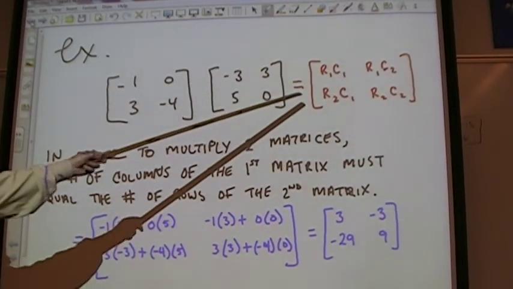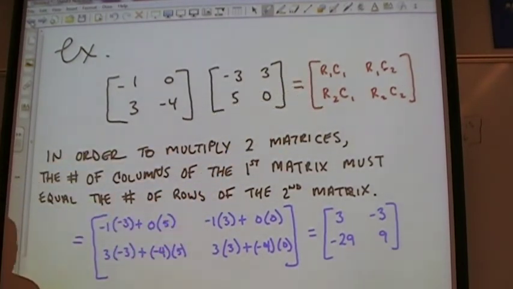Okay, this is just telling me to use row 1 and column 1 together. Okay, but you always add. Yes, always add right here at this step.